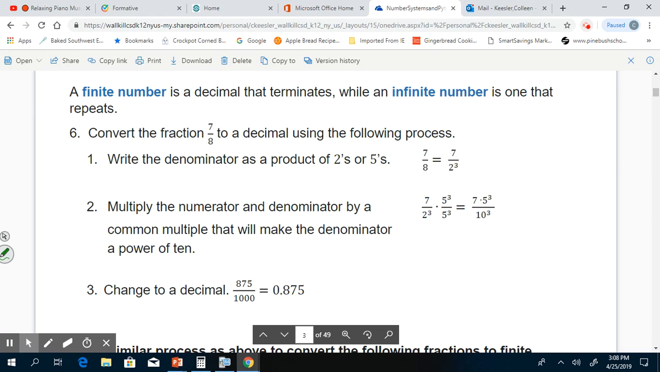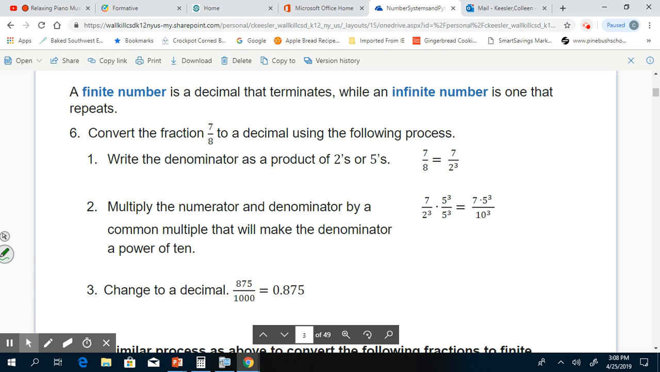So now we're going to change what we call those types of numbers. A finite number is a decimal that terminates, terminating meaning it ends, like 2.7. While an infinite number is one that repeats, like 0.88888888. So we're going to learn how to convert numbers that don't repeat into fractions.